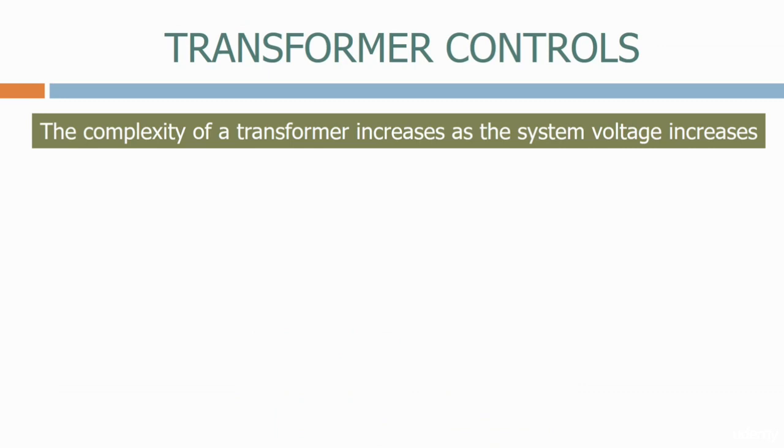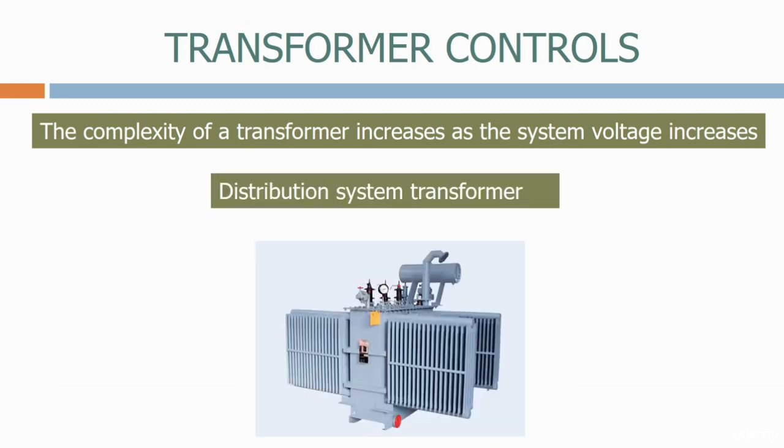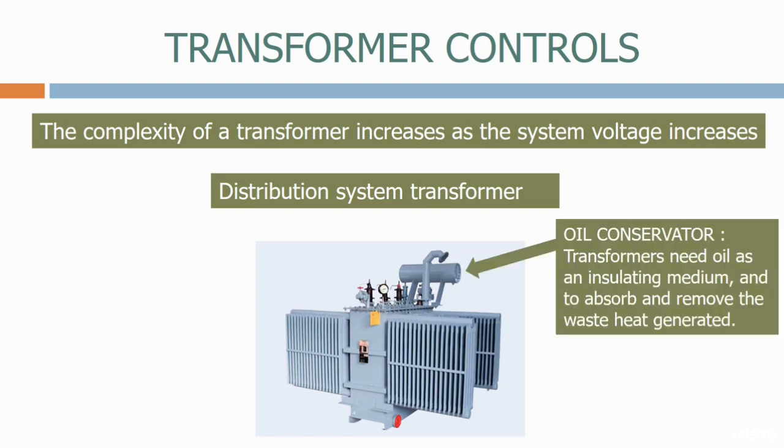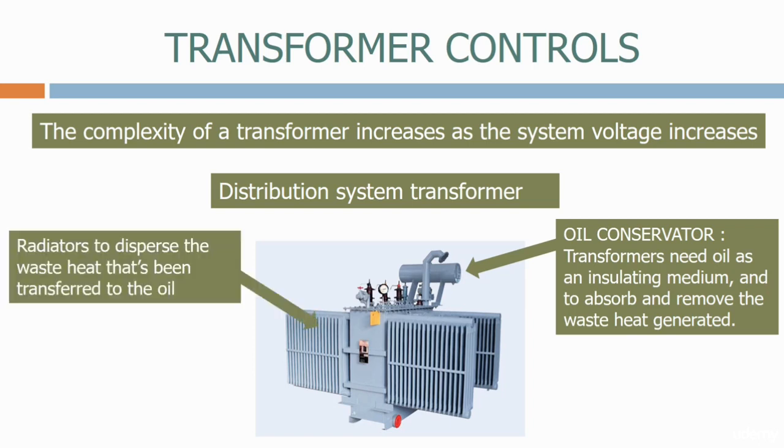The complexity of a transformer increases as the system voltage increases. Here we have a typical distribution system transformer. The first thing that we can see is the oil conservator. Transformers need oil as an insulating medium and to absorb and remove the waste heat generated. On the outside of the transformer you'll see radiators to disperse the waste heat that's been transferred to the oil.